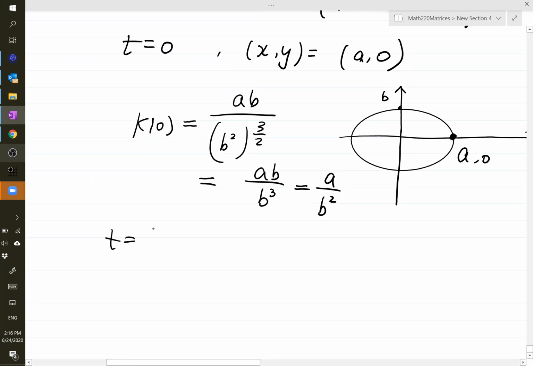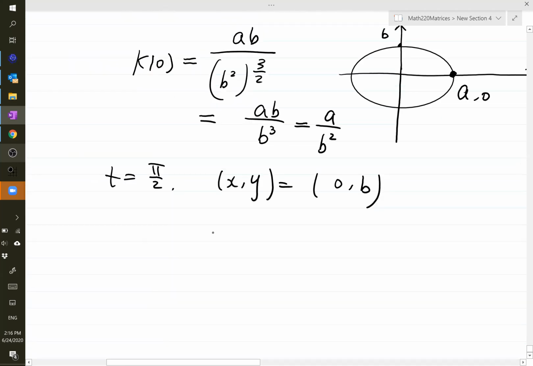At t equal pi over 2, we get the point (0, b). Then the curvature kappa at pi over 2 will be b over a squared, by symmetry. Flip a with b. So we are done with the curvature of an ellipse.